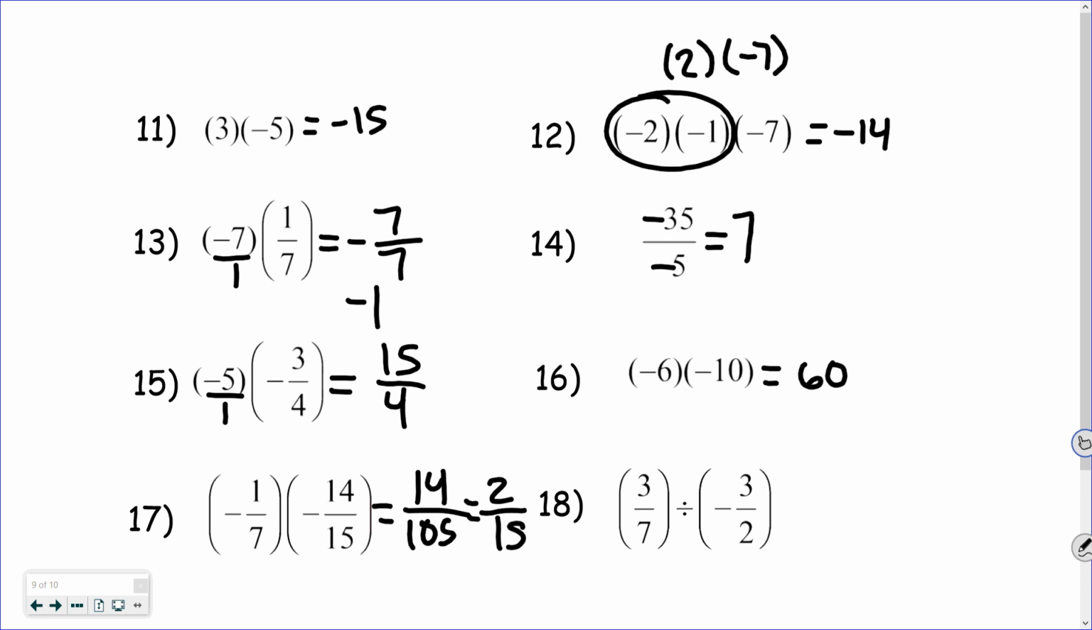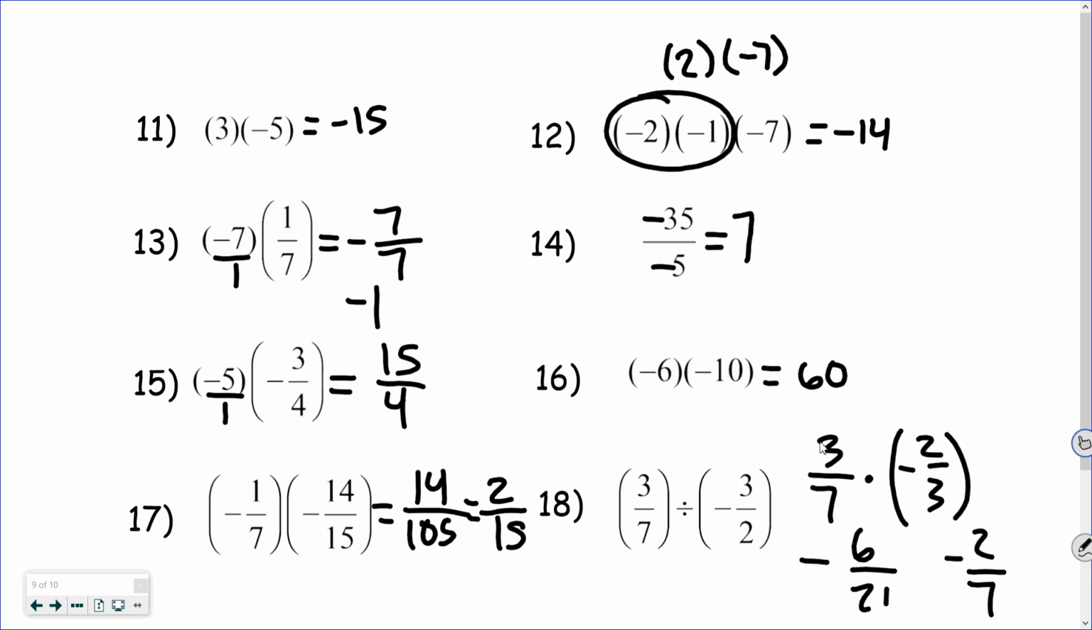18 is like a double whammy because you got to worry about positives, negatives, plus it's dividing fractions. The first thing I'm going to do is rewrite it as multiplication, right? That was our rule. Times a negative 2 over 3. Okay, now I've got a positive times a negative. That means my answer is going to be negative because they have opposite signs. 3 times 2, 7 times 3. So a negative 6 over 21. And you can reduce that. They both have a factor of 3. So if I divide them both by 3, I end up with a negative 2/7 right there.